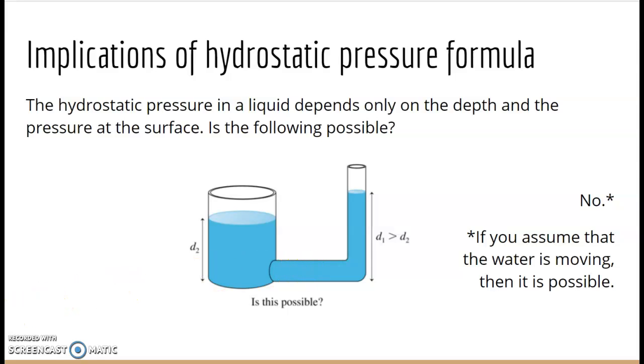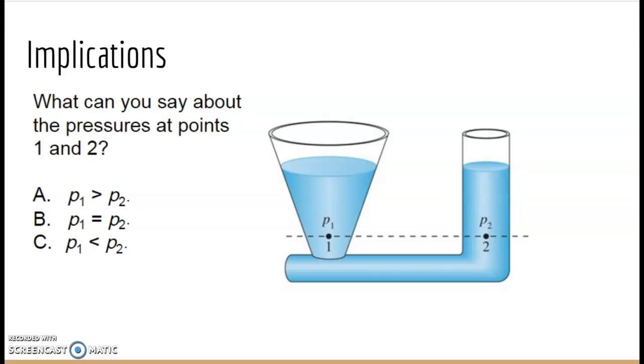Some implications of that train of thinking are pretty interesting. What can you say about the pressure at point 1 and point 2 here? Well, the answer is that the pressures are the same. The reason is both these containers are open to the atmosphere, so our P naught term is the same for both the left and right-hand side. Assuming that our fluid is at rest, each of these has the same height, so we're dealing with the same depth, and it's the same fluid, so the same rho. So we have the same pressure at both points.